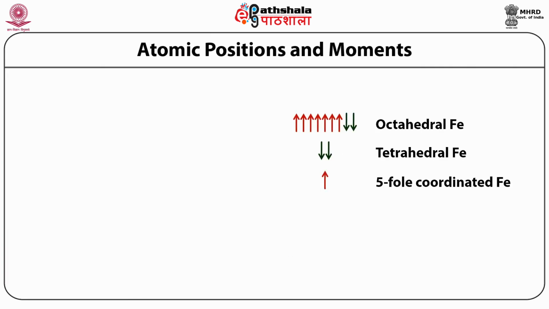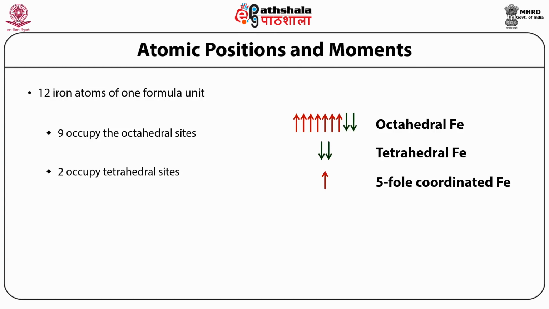The atomic positions and the moments in the case of hexagonal ferrites. Out of 12 iron atoms in one formula unit, 9 occupy the octahedral sites, 2 occupy the tetrahedral sites, and the remaining one is 5-fold coordinated. Out of these, 7 atoms on the octahedral site and 1 with 5-fold coordination have their spins in one direction, while the spins of the rest of the atoms are oriented oppositely. That is, 8 atoms with spin up and 4 atoms with spin down.